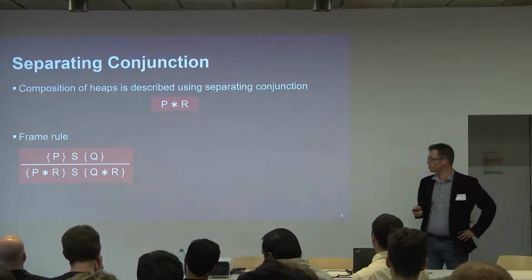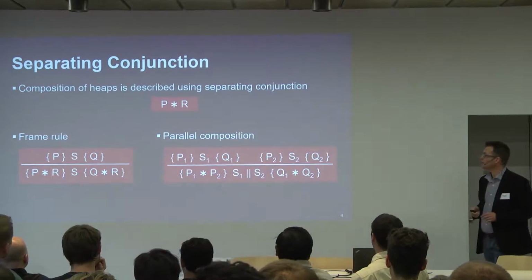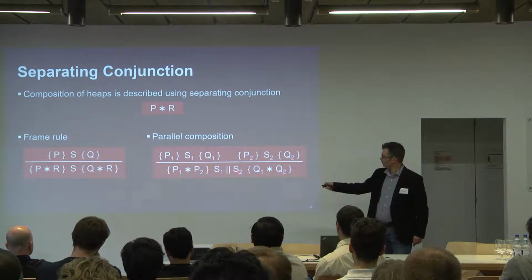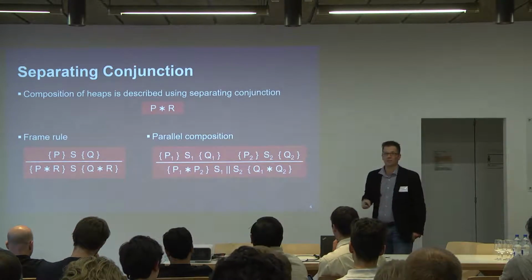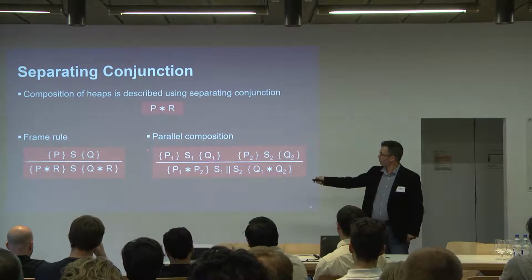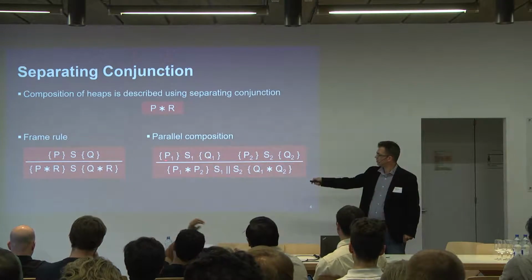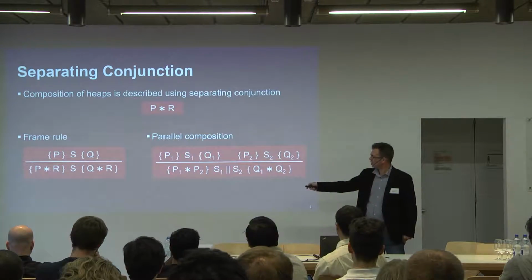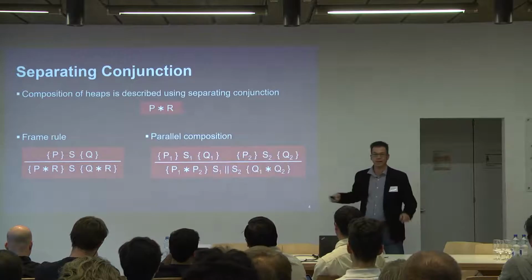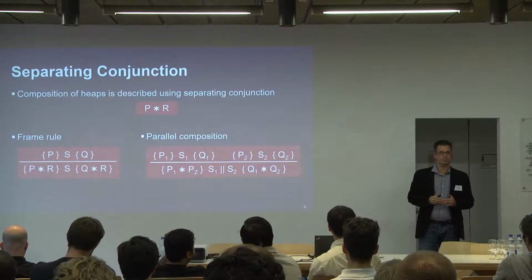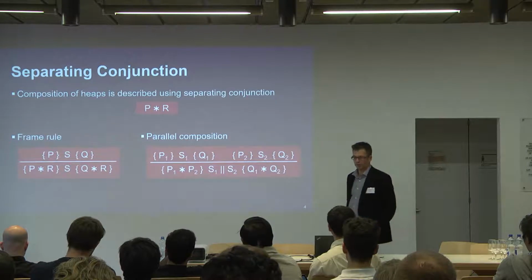And as I already mentioned, you can also use this for concurrency. So here's the most basic rule of concurrent separation logic. So we have a parallel composition of two statements, S1 and S2. And each of these statements operates on a certain set of permissions, here described by P1 and by P2. And as long as those are disjoint, I can execute the two statements in parallel, and I will definitely not get a data race. So that's a very simple idea.